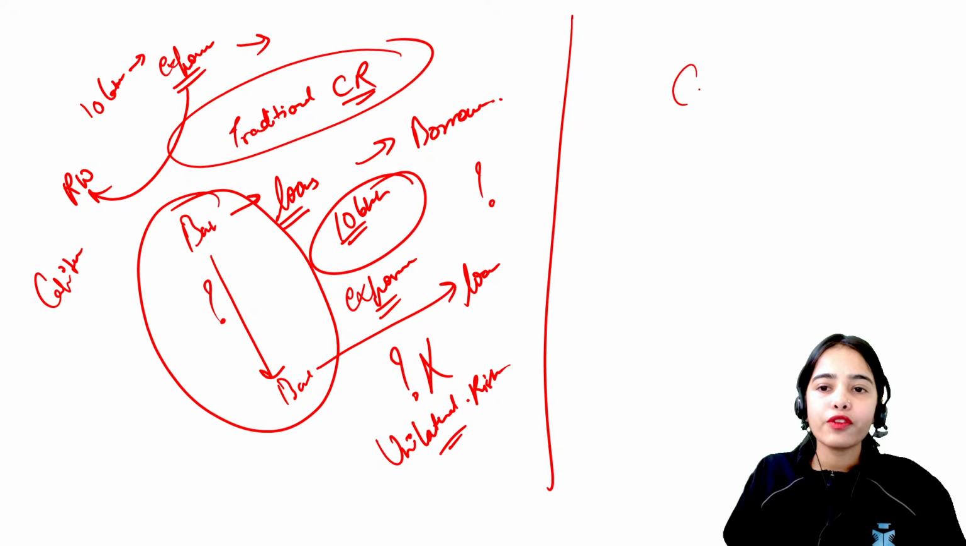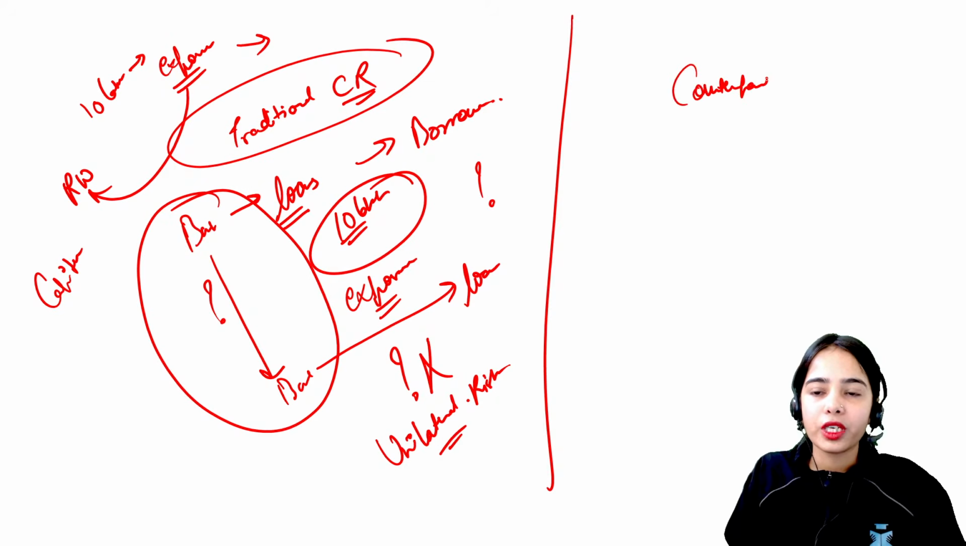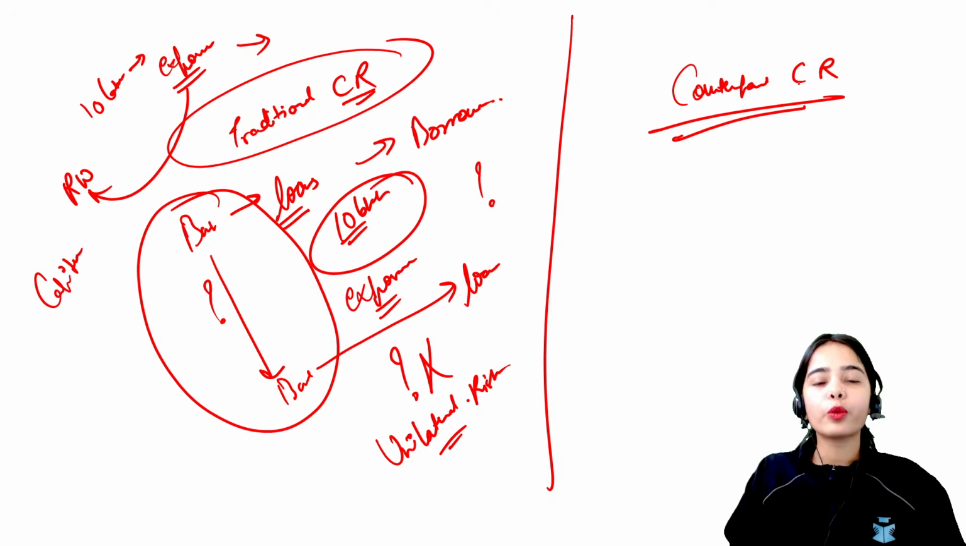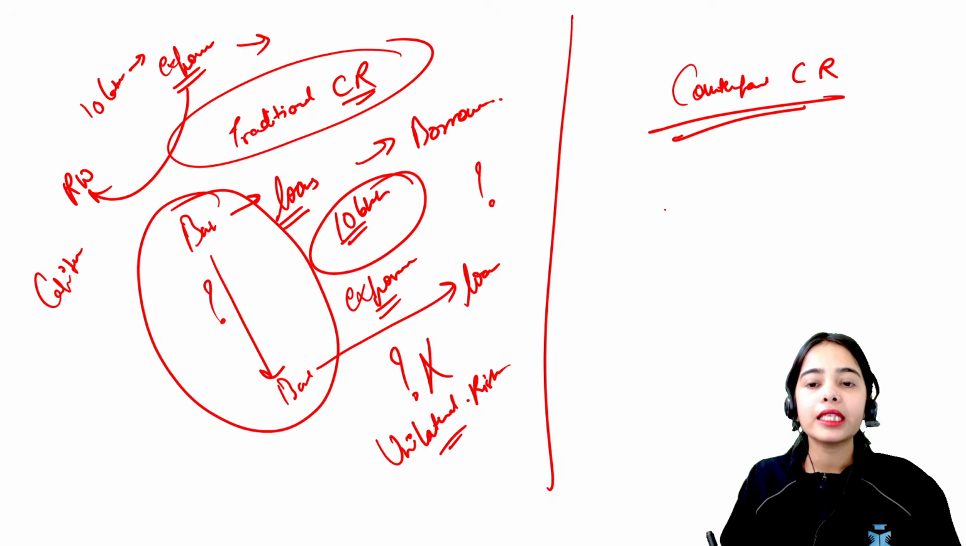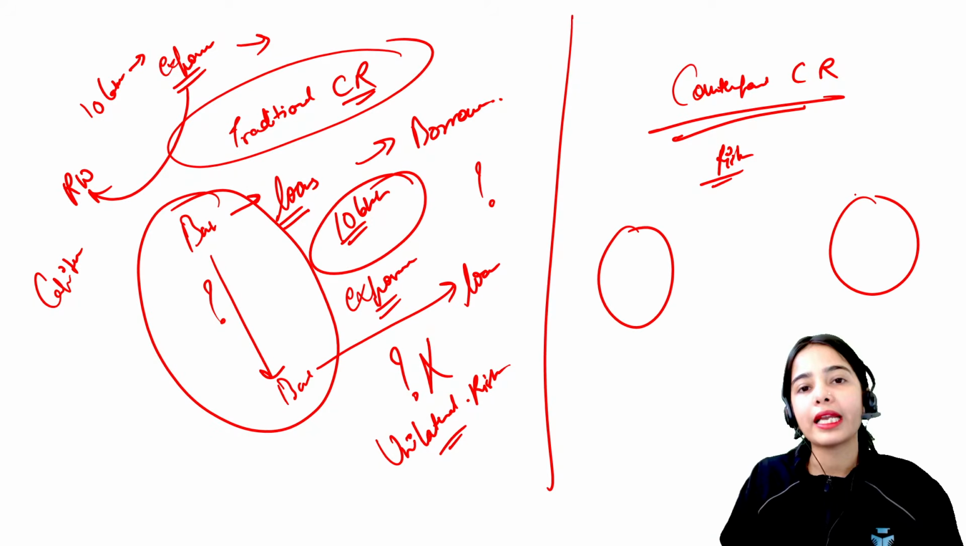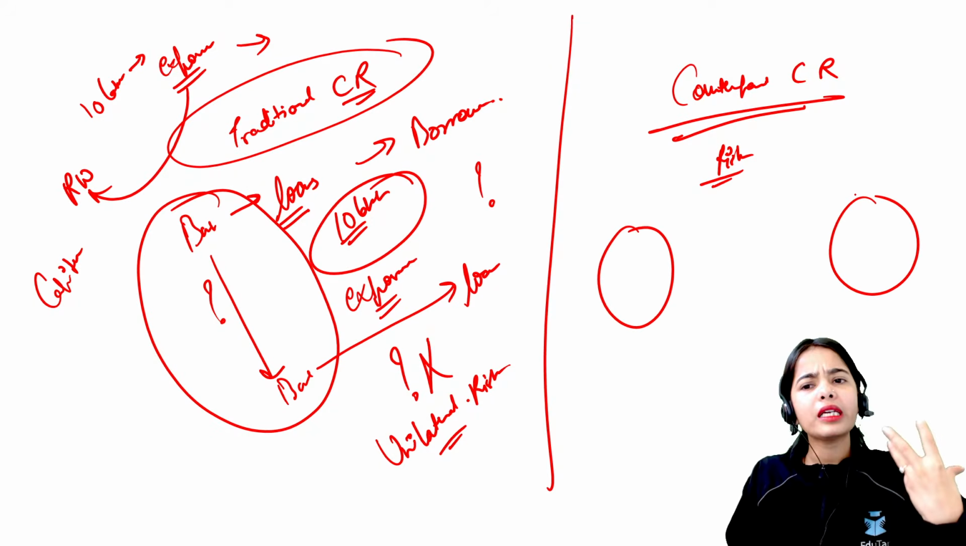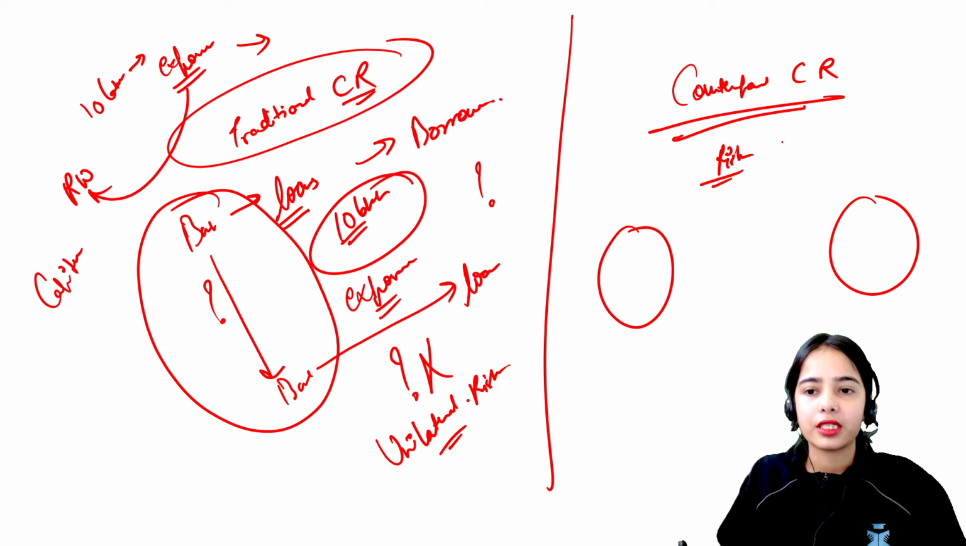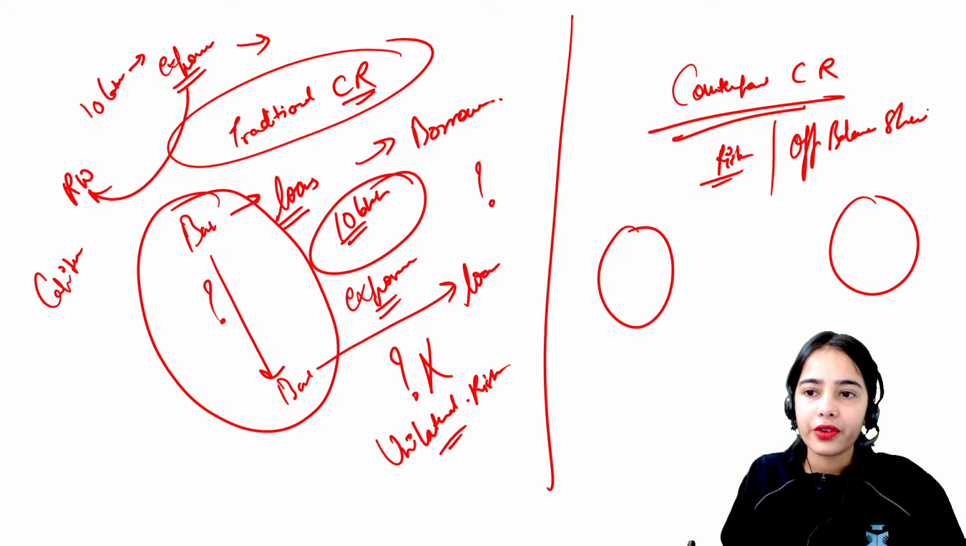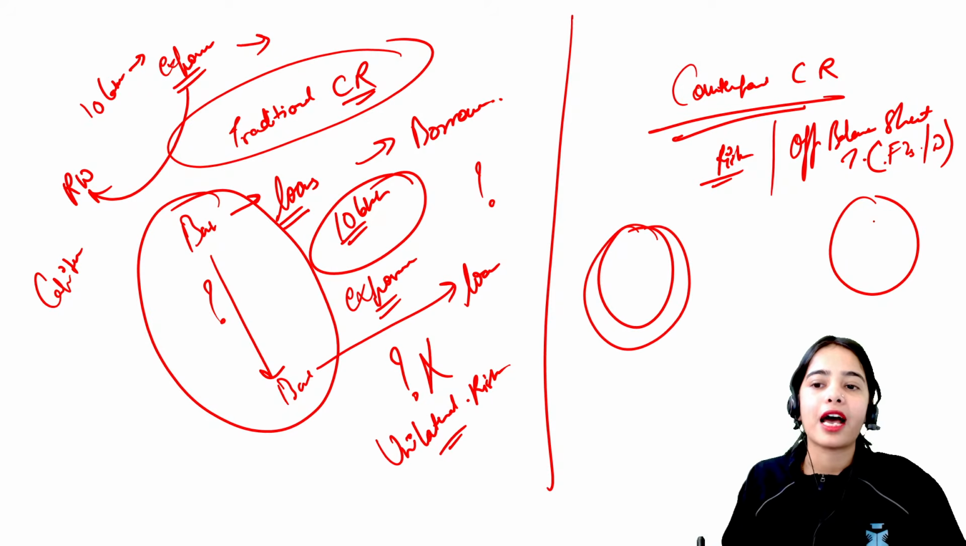Now in the case of counterparty credit risk, basically the counterparty credit risk says that the risk is bilateral. That means both the parties have the risk. Now in what case will both the parties have the risk? Usually in off balance sheet transactions, that is, in the case of financial instruments like derivatives, both the parties have the risk.